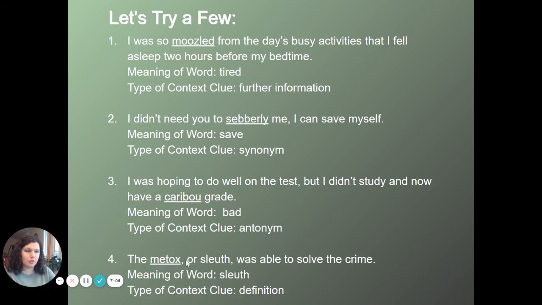And let's look at one more. The metox, or sleuth, was able to solve the crime. So we have the word metox, and I'm saying these are words that I do not see regularly in my reading. So how do I decipher them? This isn't just a you thing. How do we all decipher them? We look to say the sleuth. Now, you might not know what that sleuth word is either. That's like a detective, somebody who's been hired to solve a crime. And then he was able to solve the crime. So the meaning of the word is sleuth or detective. That could be another word. And the type of clue we have is definition.